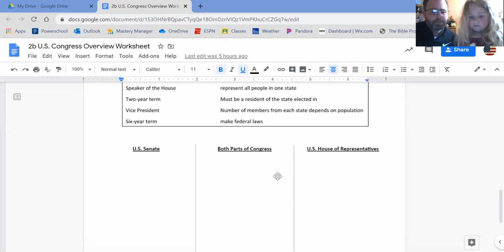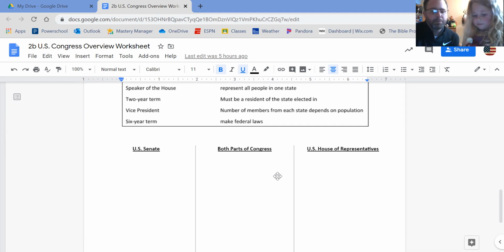And then in the U.S. House of Representatives, there's 435 members, Speaker of the House, 2-year term, represent people in one district. Number of members from each state depends on population. Okay, so that'd be our House of Representatives.